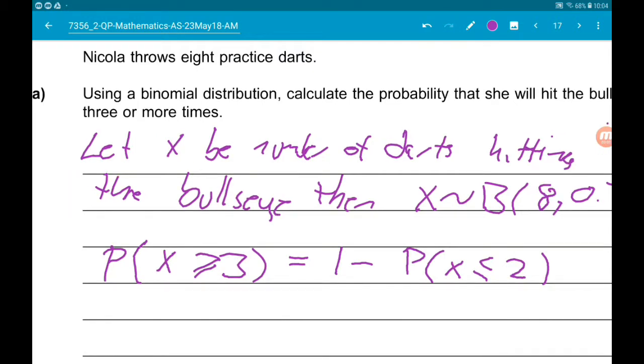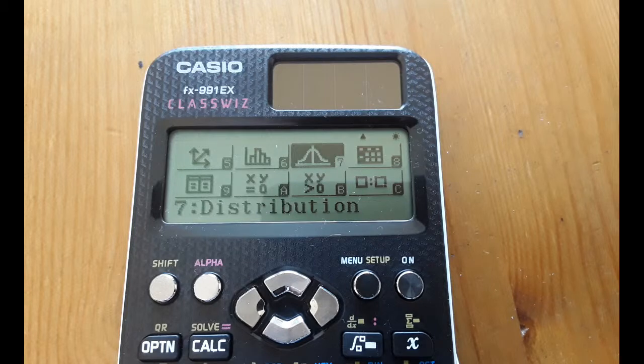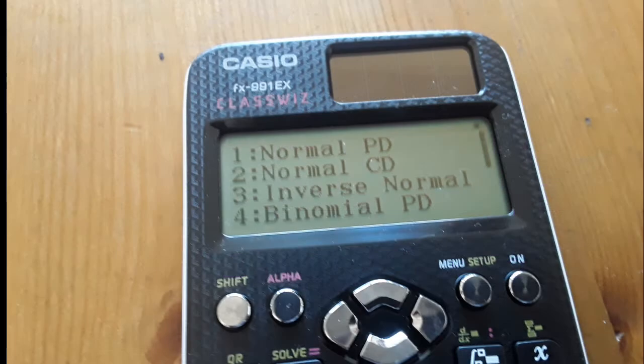Okay, so I have a Casio calculator, so I'm going to take you through how I would do it on this. Hopefully it's similar to the calculator that you guys have. So first up, I would press mode. That brings up this menu. I would then press 7 for distribution. That brings up this menu.